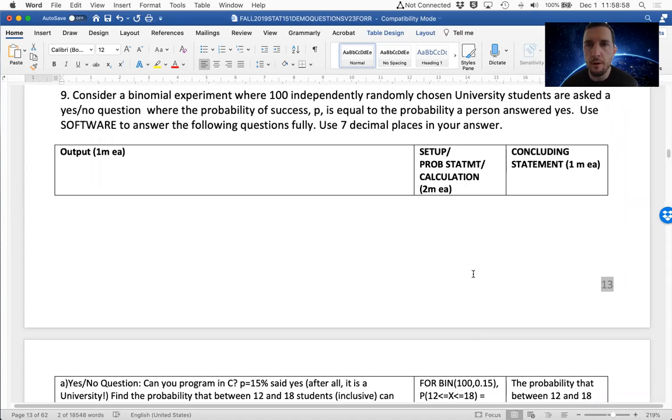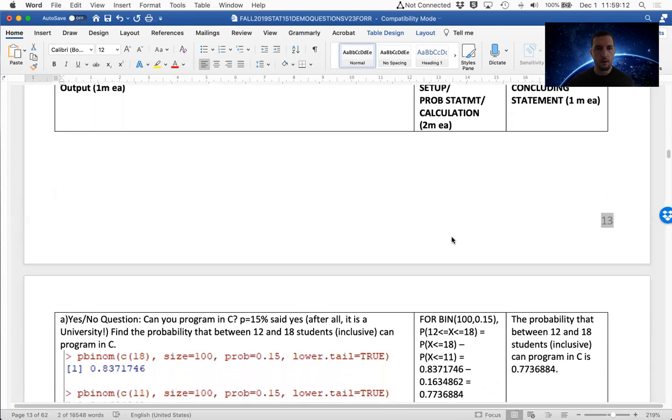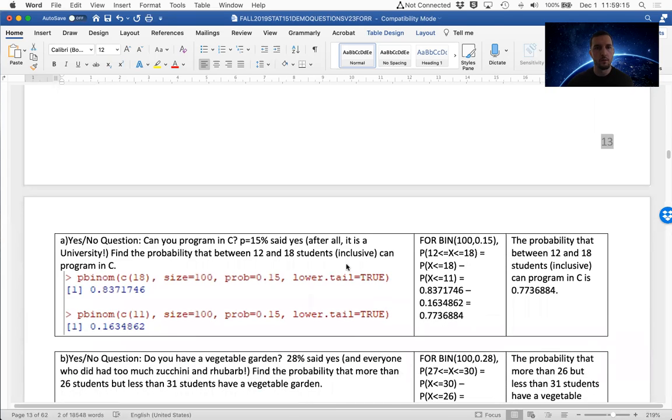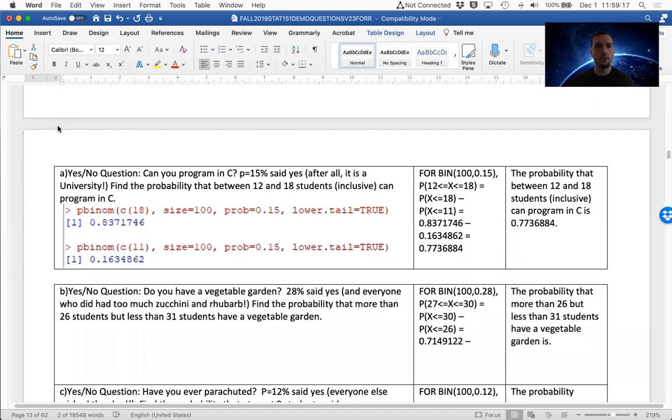Consider a binomial experiment where 100 independently randomly chosen university students are asked a yes or no question, where the probability of success is equal to the probability a person answered yes. Use software to answer the following questions fully. Okay. So yes or no question.